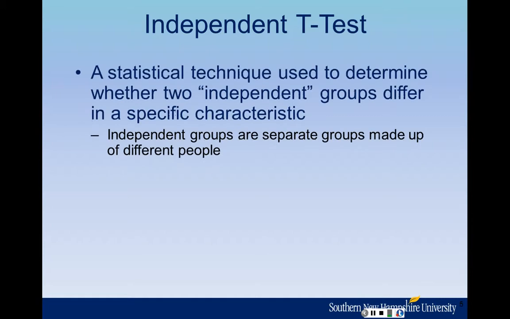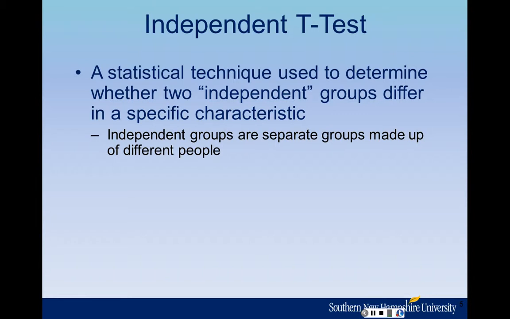So first is the independent t-test. This is a statistical technique used to determine whether two independent groups differ in a specific characteristic. So these independent groups are separate groups. They're made up of different people. The different people are unrelated. So an example of this might be a group of males versus females, or maybe a group of people who did not get a study drug compared to the people who did get the study drug.